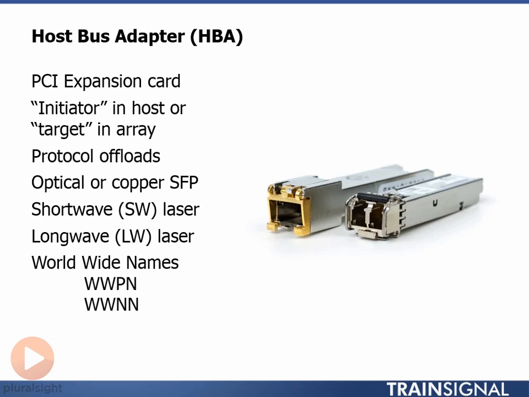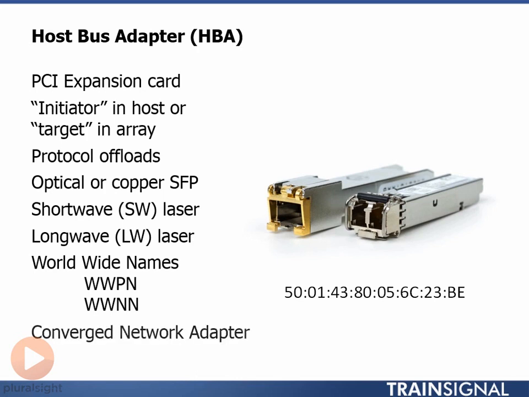For the record, worldwide names are 64 bits in length, and they're usually expressed as 16 hexadecimal numbers, with the numbers divided into 8 pairs, each set of 2 separated by a colon as shown in the slide. Pretty ugly, right? But get comfortable with them, because you'll use them regularly in your day-to-day job as a storage admin. Finally, the Converged Network Adapter, or CNA for short.